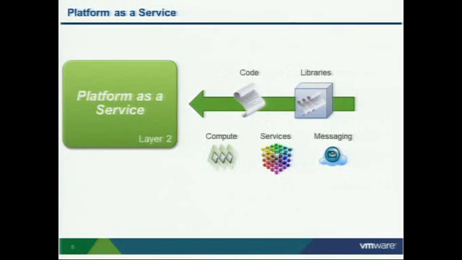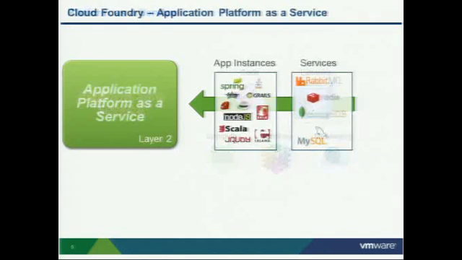In Layer 2, a traditional style of Layer 2 solution of Platform as a Service, you would upload code and libraries. And effectively, what Platform as a Service would do is take that code and library package and literally start your app. So you would push the code and the libraries up, and effectively you would have an application running. We look at Platform as a Service a little bit differently than that with Cloud Foundry. With Cloud Foundry, we look at the world as app instances and services.